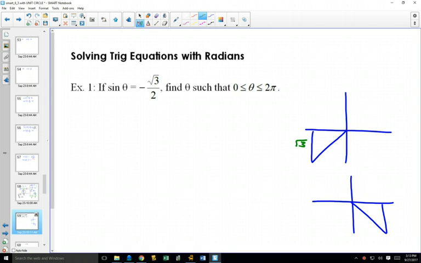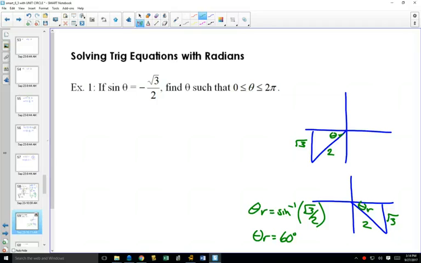So you would know this is root 3 and this is 2. Here's your reference angle. And you would have taken out your calculator and done, my reference angle is sine inverse of root 3 over 2. And after you would have done that, your calculator would have said 60 degrees is your reference angle. So you would have said 180 plus 60 to get 240 degrees, and 360 minus 60 to get 300 degrees.